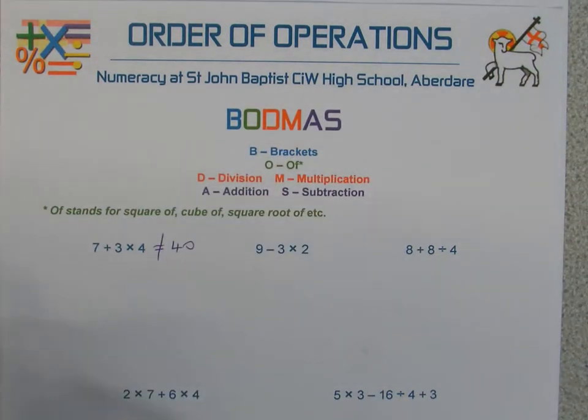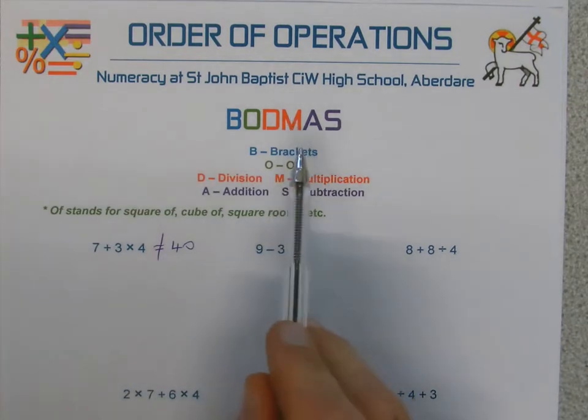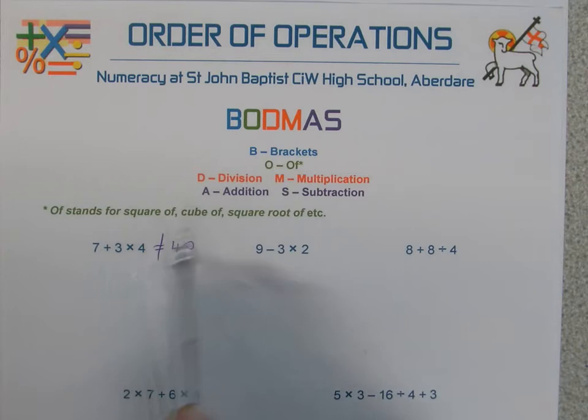What I've done is go from left to right, haven't I? I did the 7 plus 3, which is 10, times 4. It's like when you're reading: you go from left to right. Unfortunately, maths doesn't always work that way. If we follow this principle of BODMAS, then we shouldn't go too far wrong.